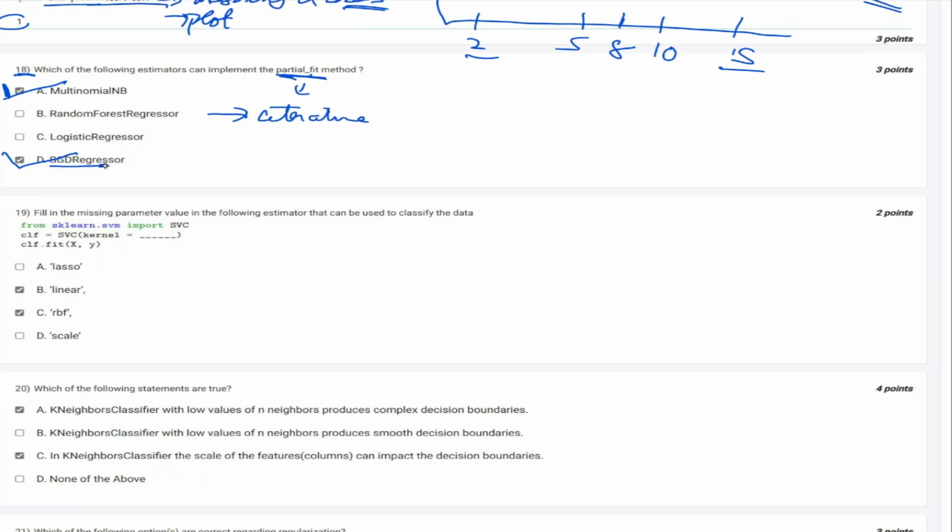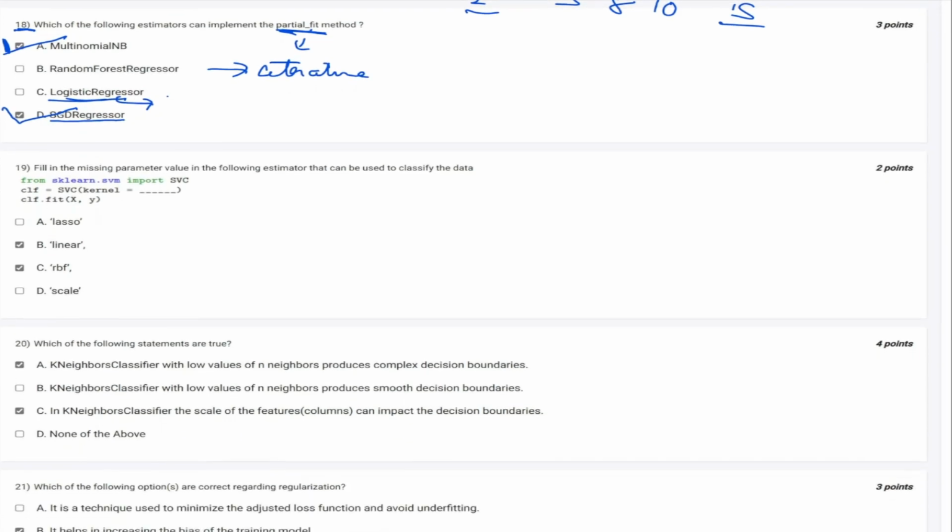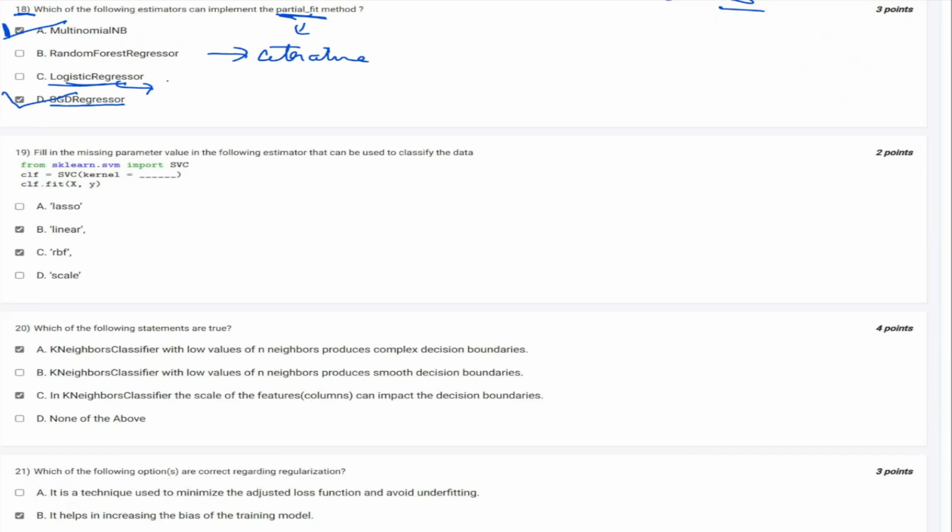Obviously, SGD regressor or classifier would work with logistic regression, but the fact is that logistic regression directly uses the formula approach to do this, and random forest is just a tree based approach. So that's why it will not work. That's totally fine, and this completes our question number 18.